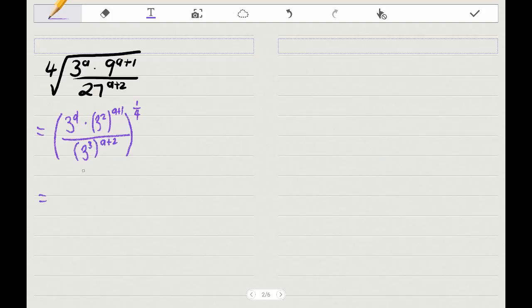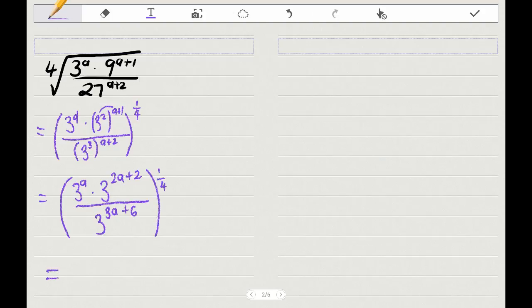So once again, we're going to distribute. 3 to the power of a stays there. This we multiply by 2, so it's 3 to the power of 2a plus 2. Don't forget to multiply both terms with the 2, because lots of people just multiply the first one. And we're going to do the same thing in the denominator. So this is 3 to the power of a plus 6, all to the power of a quarter.